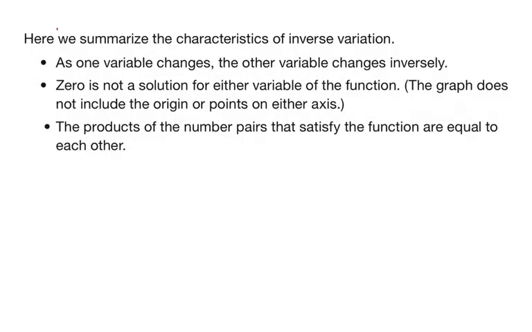All right, so here's some characteristics of inverse variation that you need to know. As one variable changes, the other variable changes inversely, so it's the opposite. 0 is not a solution for either variable of the function. It's not going to go through the origin, never. And last but not least, the products of the number pairs that satisfy the function are equal to each other. So all of them are going to be equal, just like I showed on that function with the 120 minutes. All right, or 120 miles.